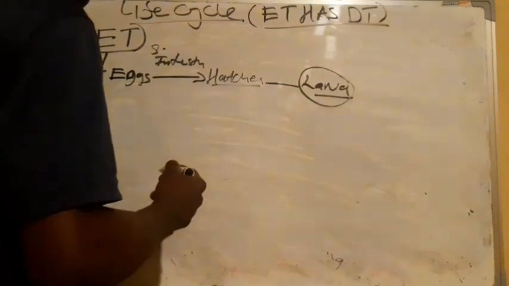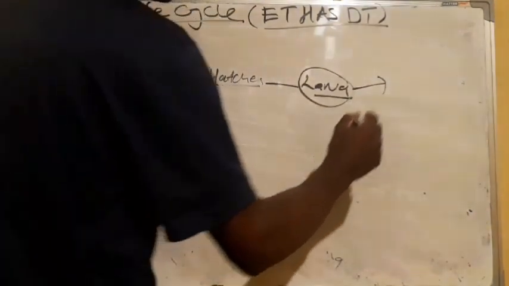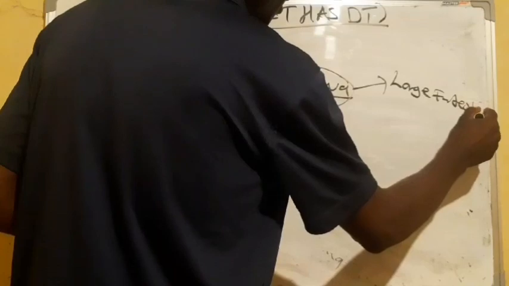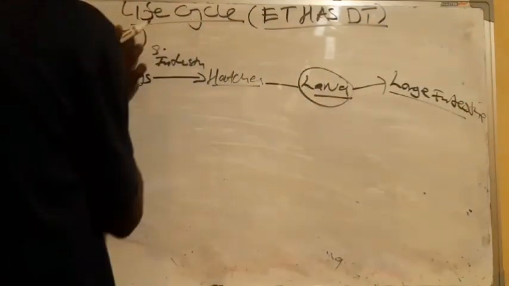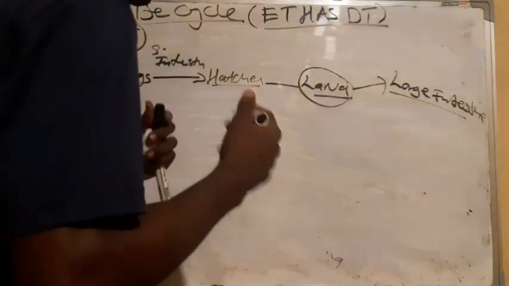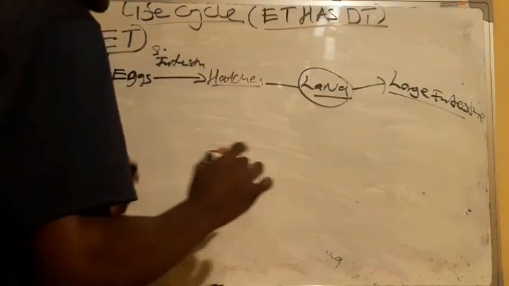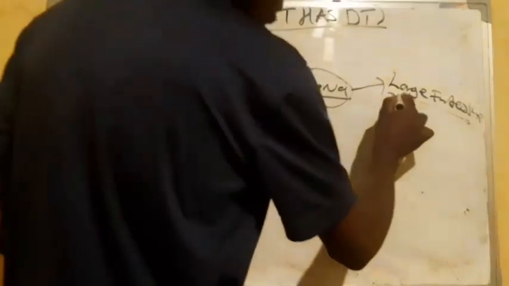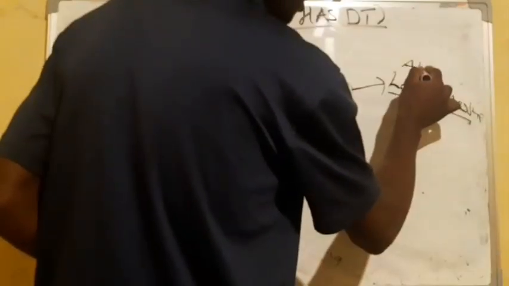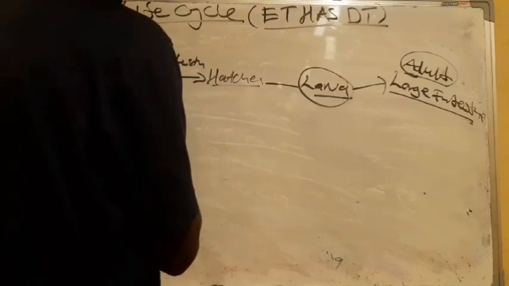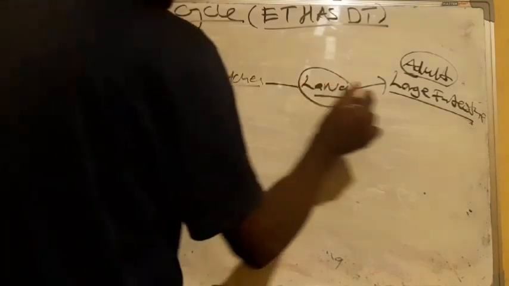Then the larva migrates to the large intestine. So this is the life cycle of these two. It follows the same path. But there's somewhere where they become different. When it reaches the large intestine, it becomes mature into an adult. Adult what? Enterobius. Adult what? Trichinella. Okay, so this is an adult.